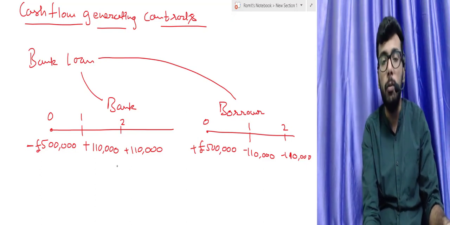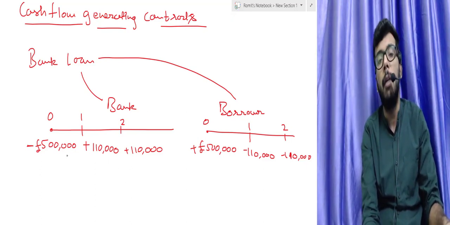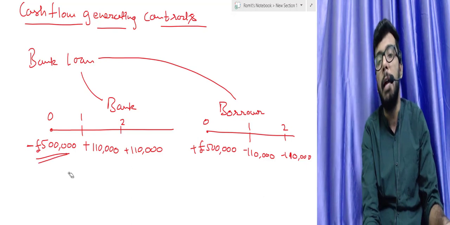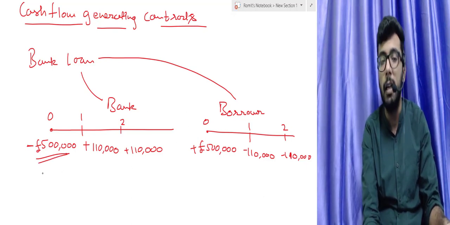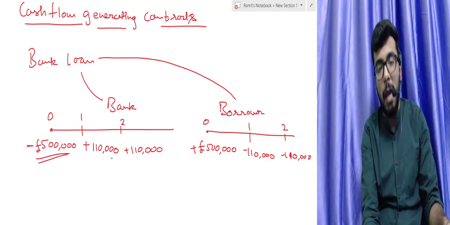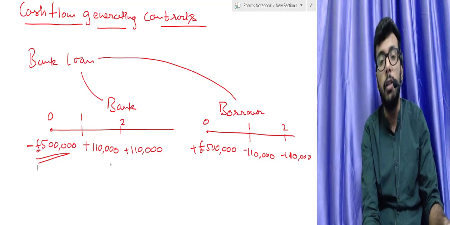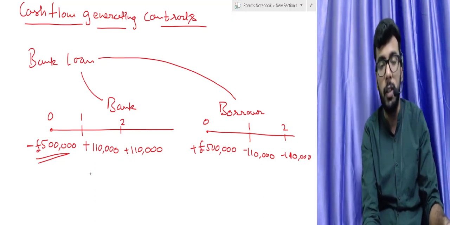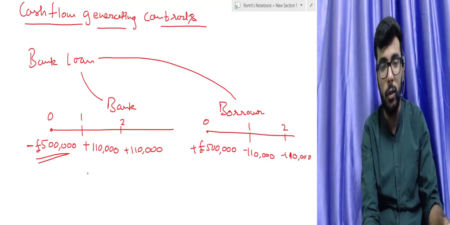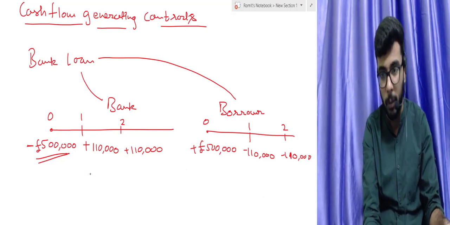Also you must notice that the amount initially given by the bank to the borrower is 5 lakh, and the amount returned from the borrower to the bank would be 110,000 into 5, that is 550,000 pounds. So this difference of 50,000 pounds is interest. That is also one thing we'll talk about in this chapter.